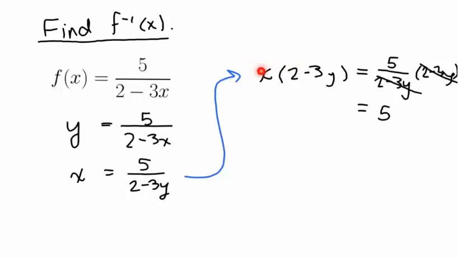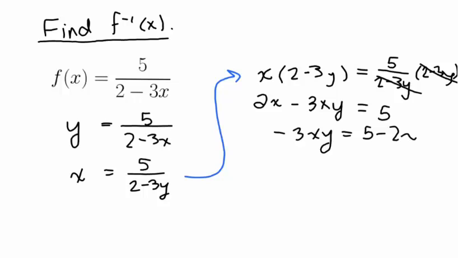Let's distribute the x through our brackets here to get 2x minus 3xy. Now remember, our goal is to try to isolate y. So that means I'm going to take this 2x and move it over to the right-hand side. And that's going to give us 5 minus 2x. And then our last step in order to isolate y is to divide both sides by negative 3x. And that's going to give us y is 5 minus 2x all over negative 3x.